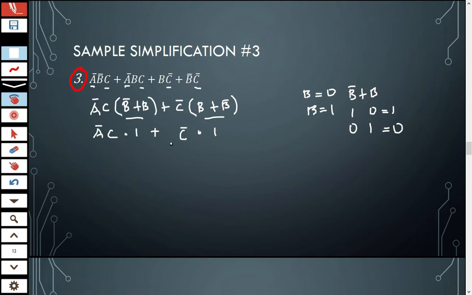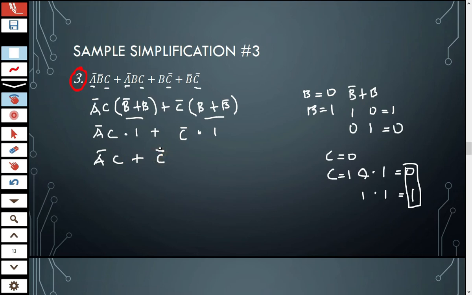And C times 1, if C is 0, then C times 1 is 0. If C is 1, then 1 times 1 is 1. So meaning the result is very dependent on C. Therefore, the answer to this one is just C. And same goes with this. This is just not C.